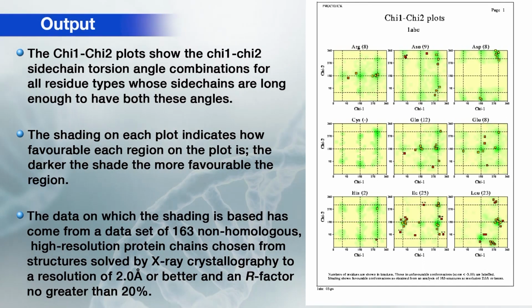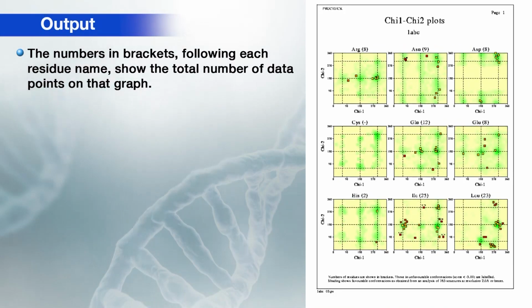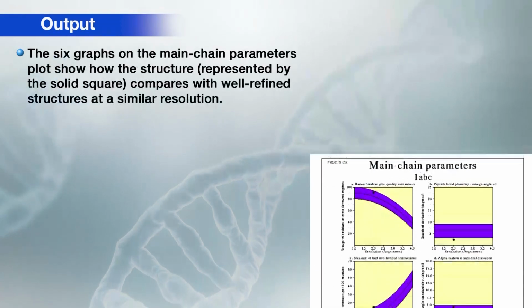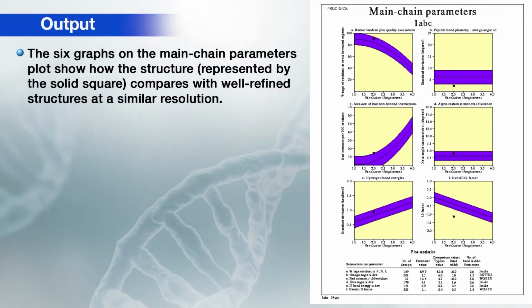R factor is 20%. And it is the same thing: the number in brackets following each residue name shows the total number of data points on that graph, and the red numbers above the data points are the residue numbers of the residues in question, and they depict the unfavorable regions of the plot. So, now let us see the 6 graph representation.